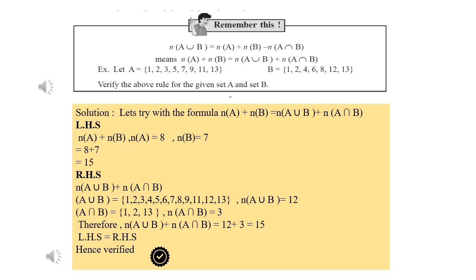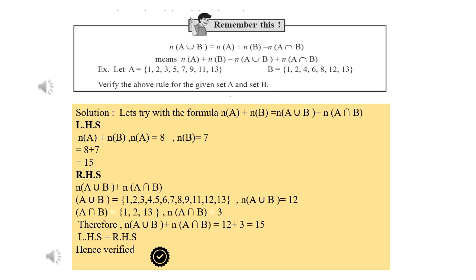First of all, I will find out the number of elements of A. So number of elements of A is 8, number of elements of B is 7. Therefore, n(A) plus n(B) gives me 8 plus 7, which is 15. This is my answer for the left hand side. Now I focus on the right hand side of the formula. Here we have n(A union B) plus n(A intersection B). So I'll first find A union B. So this is my answer: 1, 2, 3, 4, 5, 6, 7, 8, 9, 11, 12, 13, which comes up to n(A union B) is 12.